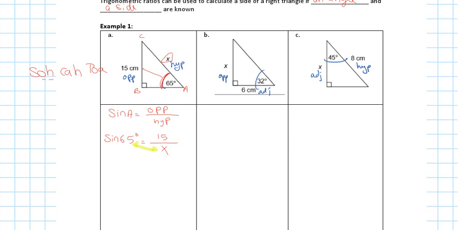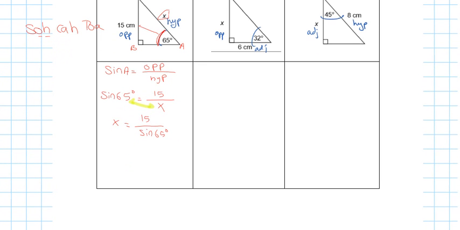So if you want, you can find sine 65, write it to 4 decimal places, and then switch the spots, or you can right away switch the spots. Up to you. So if I switch spots, then x is equal to 15 over sine 65, which is 16.555, so that's 16.6. Sides to 1 decimal place, please.